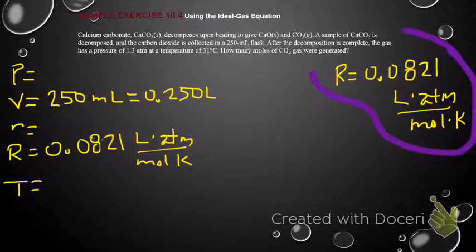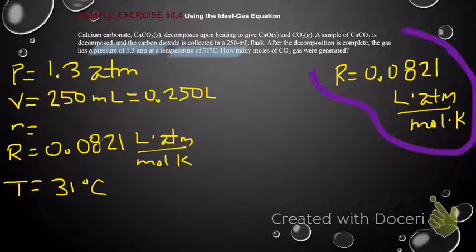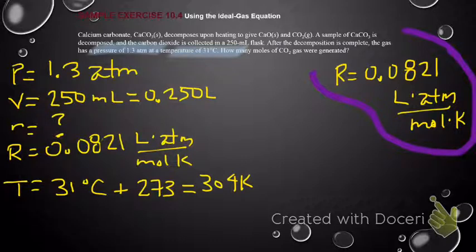Also, the problem tells us that the gas has a pressure of 1.3 atm, and that's already in the correct units. If they had given it to us in torr or something like that, then we would have to convert it to atm. They tell us that the temperature is 31 degrees Celsius. However, we need to convert this into Kelvin, so it's 31 plus 273, which is equal to 304 Kelvin. And n is what we're trying to find.